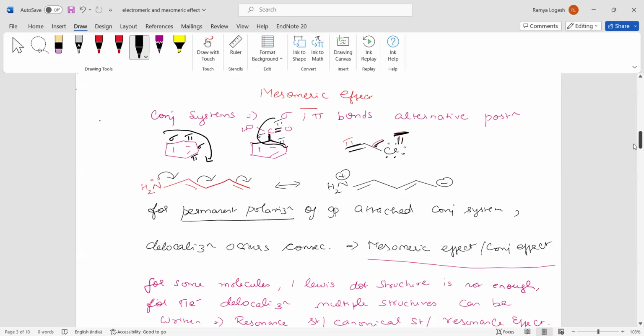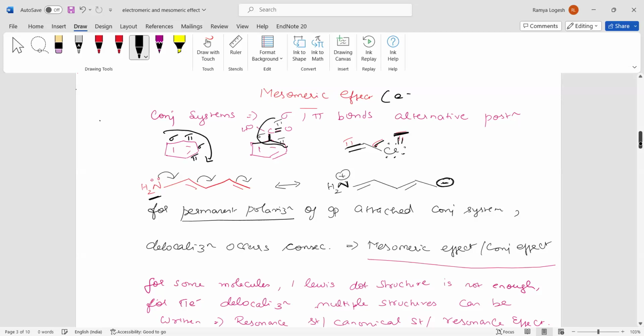That came on for conjugation. But here it is not about any atomic shifts and all. It is only about the pi electron cloud shift that is happening. Look at this example. I have NH2. I have a lone pair of electrons on NH2. This is going on for the shift, where I am able to find a polarization that has happened here. Plus on nitrogen and minus on the carbon. Okay, so this kind of shift is called the mesomeric effect.